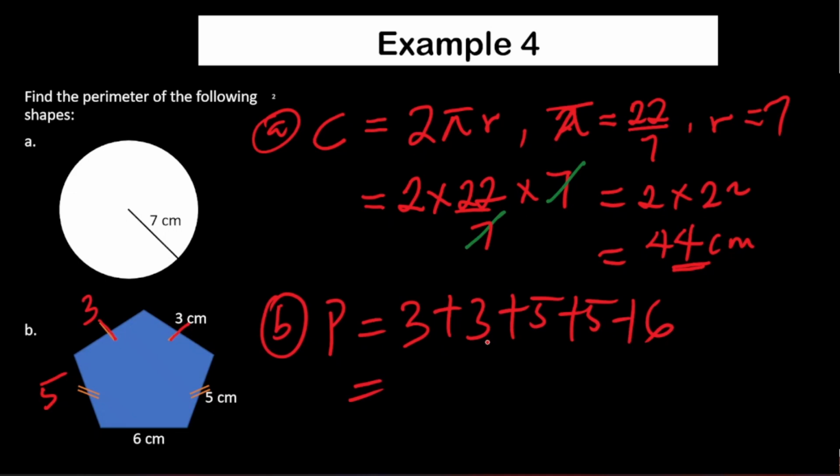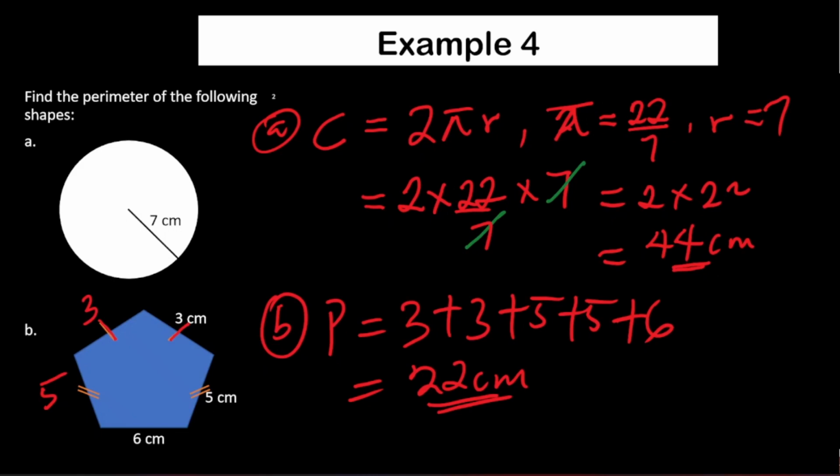So 3 plus 3, that is 6. This is 10, 16. 16 plus 6, that is going to be what? 22 centimeters. Please always write your units. Any unit you are given, make sure you write it. It's very, very important. So that is that on this example 4.